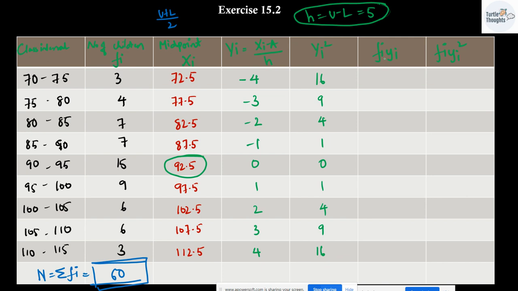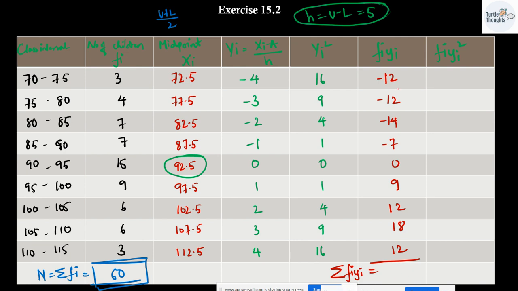Next, fi multiplied by yi. 3 multiplied by minus 4, I will be getting the value of fi yi. It is going to be minus 12 over here. Next, 4 multiplied by minus 3 is again minus 12. 7 multiplied by minus 2, again it is going to be minus 14. 7 multiplied by minus 1 is minus 7. Anything multiplied by 0 is 0. 9 multiplied by 1 is 9. 6 multiplied by 2 is 12. 6 multiplied by 3 is 18. 3 multiplied by 4 is going to be 12. Now I can find out the value of summation of fi yi.